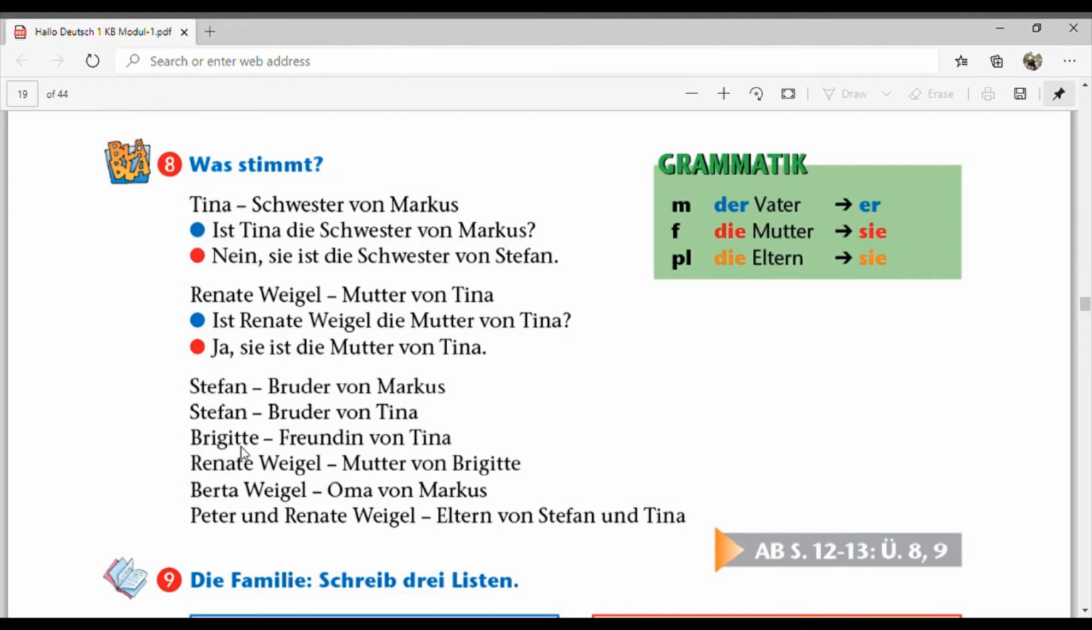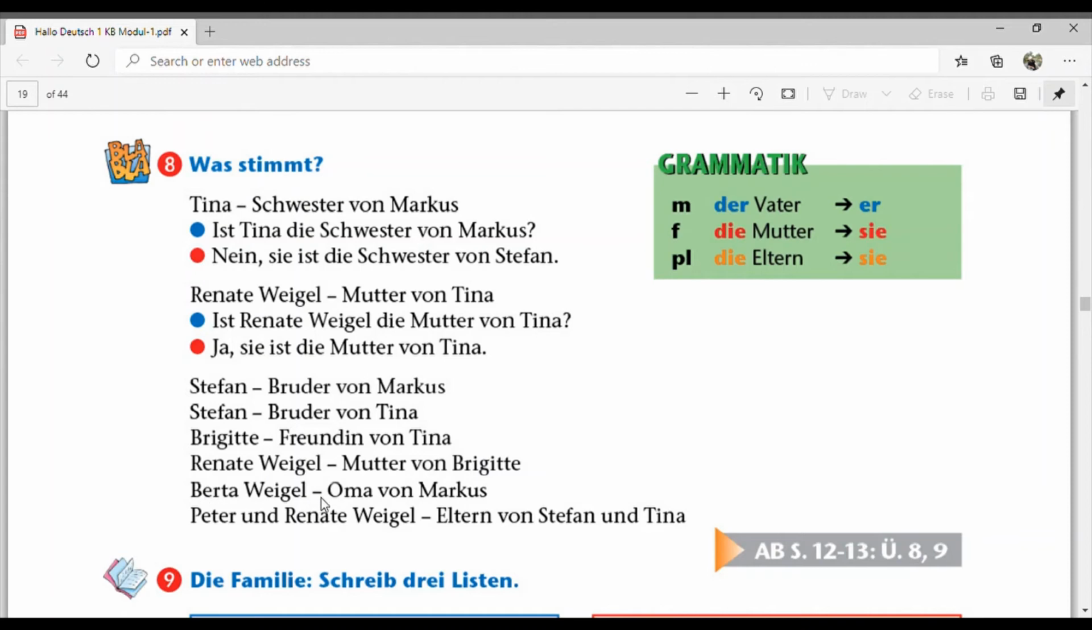Then Brigitte, Freundin von Tina. Then ist Brigitte Freundin von Tina? Then ja, sie ist die Freundin von Tina. Then Renate Weigel, Mutter von Brigitte. So we can ask, ist Renate Weigel die Mutter von Brigitte? Then the answer will be nein. Sie, and after nein we have to put a comma, and after ja also. So nein, sie ist die Mutter von, then we will correct the answer, Tina.